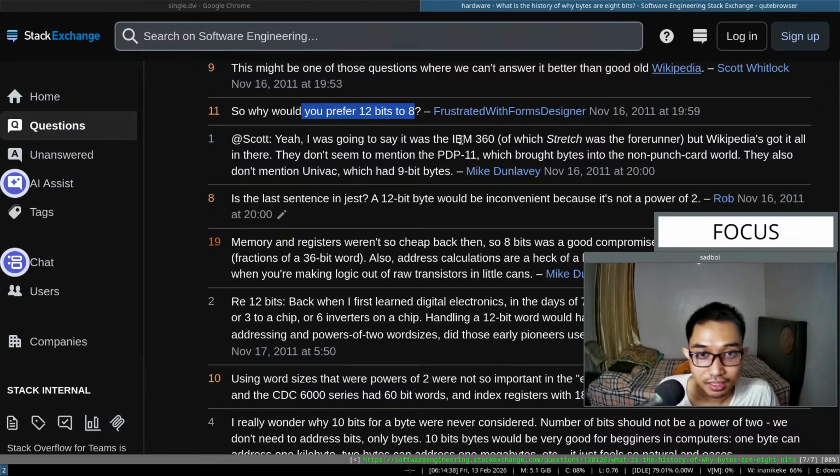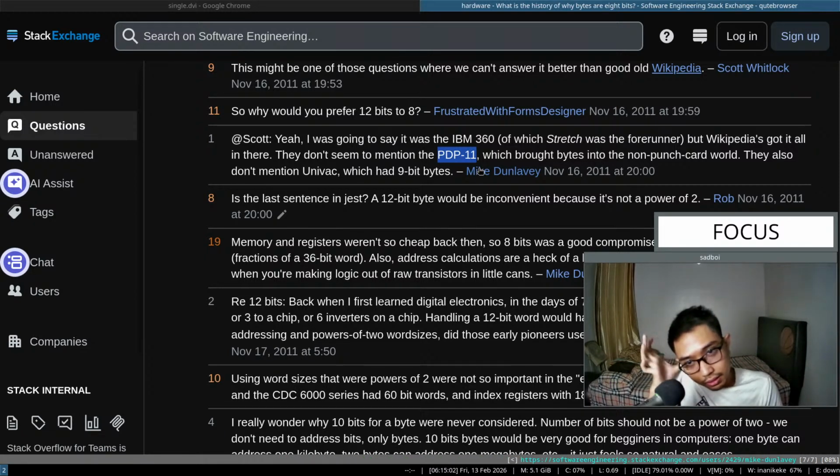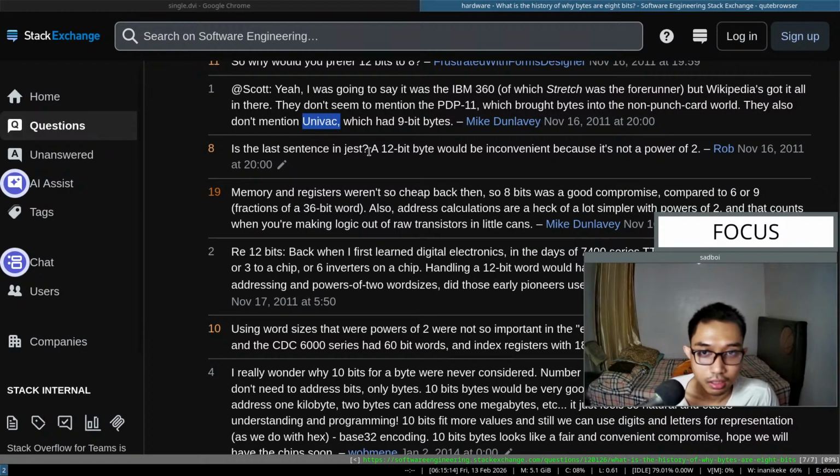Yeah, I was going to say it was the IBM 360, of which Stretch was the forerunner, but Wikipedia got it all in there. PDP-11, which broke bytes into the non-punch card word, Unisys, which has 9-bit bytes, right? Would be inconvenient because it's not a power of 2.